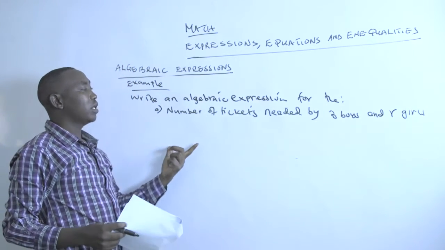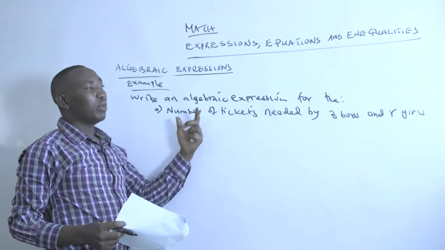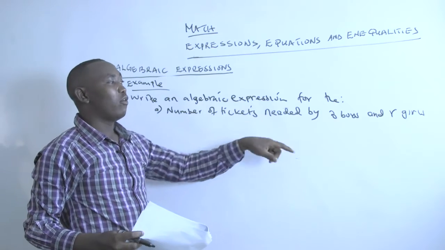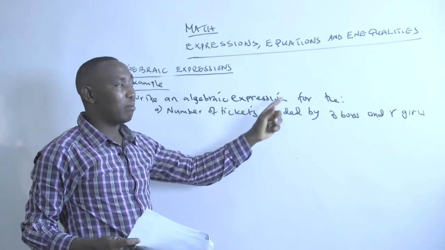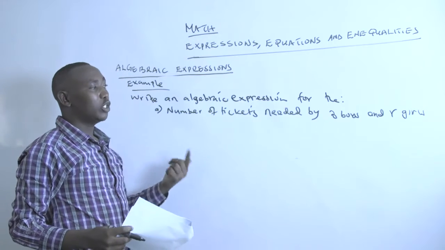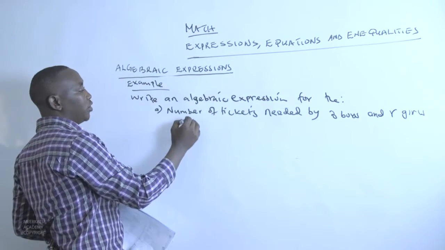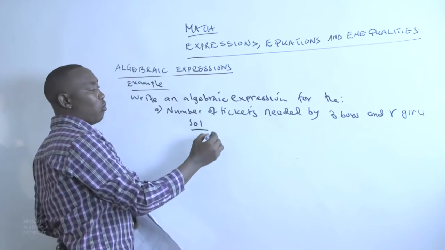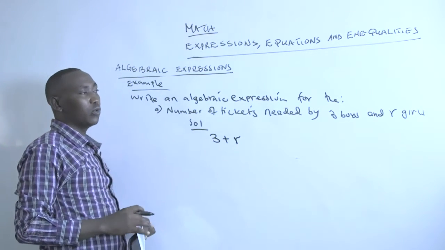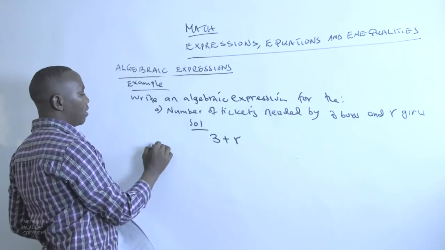These individuals want to obtain some tickets. So the tickets that will be required by the 3 boys and r girls will be the sum of the number of tickets required by boys plus the number of tickets required by girls. And because each boy requires 1 ticket, each girl requires 1 ticket, the number of tickets will be 3 added to the number of tickets required by girls, which is r. B.